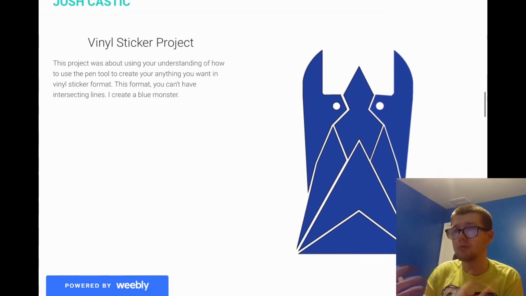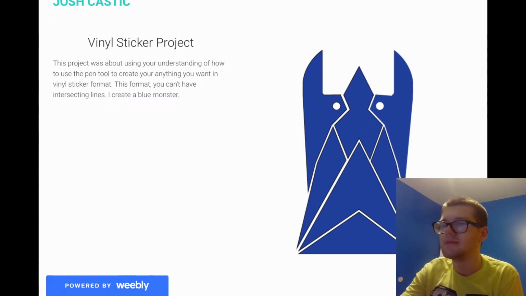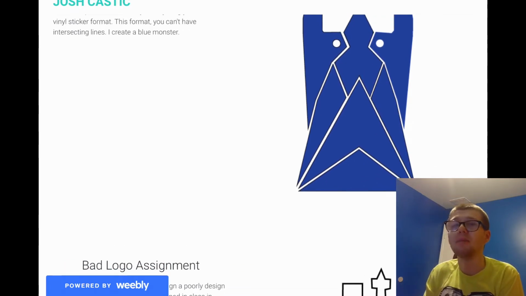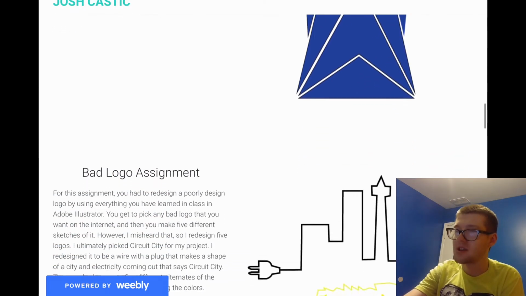The vinyl sticker was my own thing. I don't know what it really is, just some monster thing. I made it sophomore year and I don't remember exactly what it's supposed to be. I said it's a blue monster, but that's basically all.